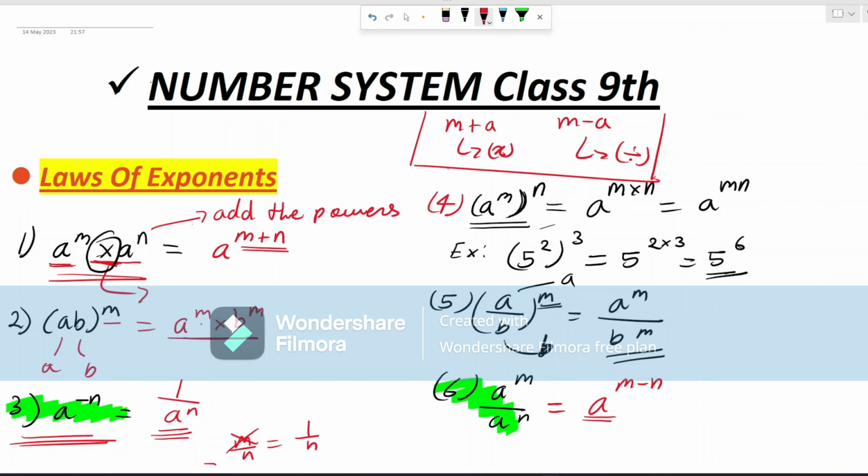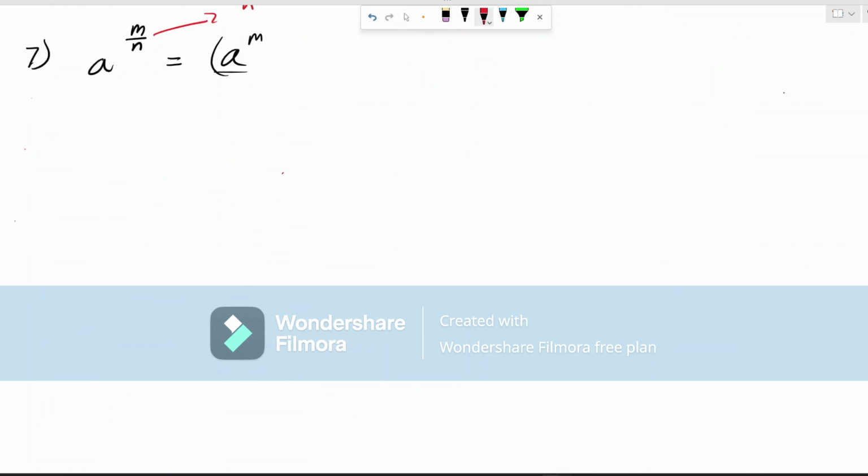A to the power minus n will be 1 upon a to the power n. It is similar to that rule. And then 1 upon n you have to write. And then you have to just interchange the places. How I am doing here, a to the power 1 upon n whole m. This one is a little confusing, but if you remember it, it is going to be a heck of a lot easier to solve questions.